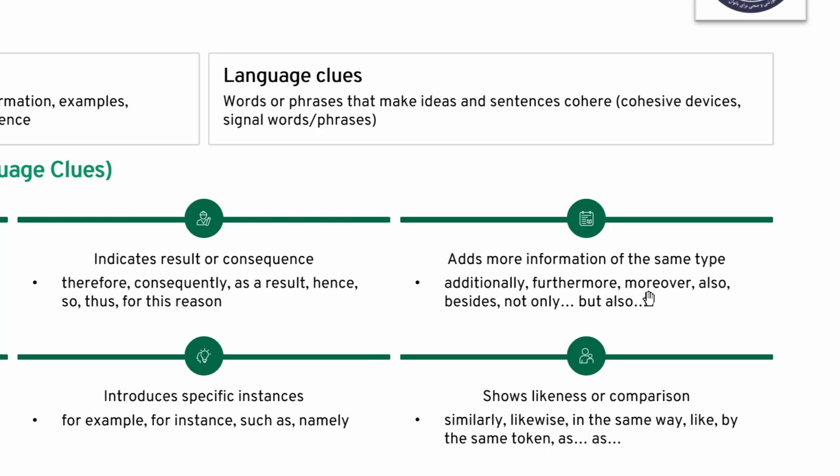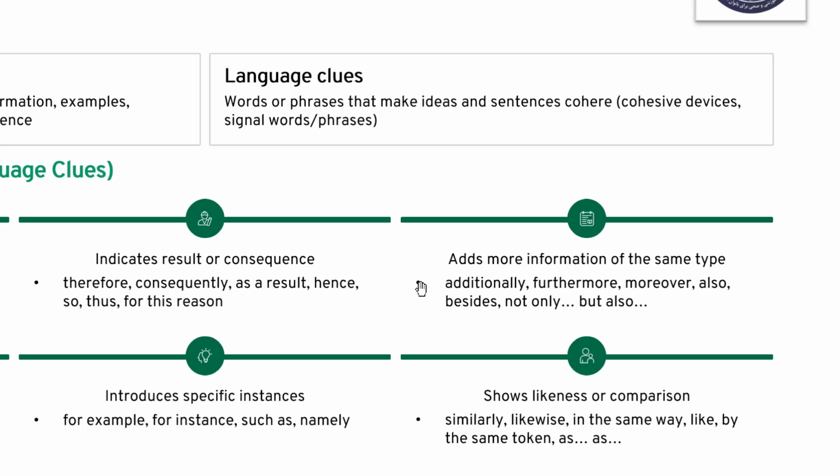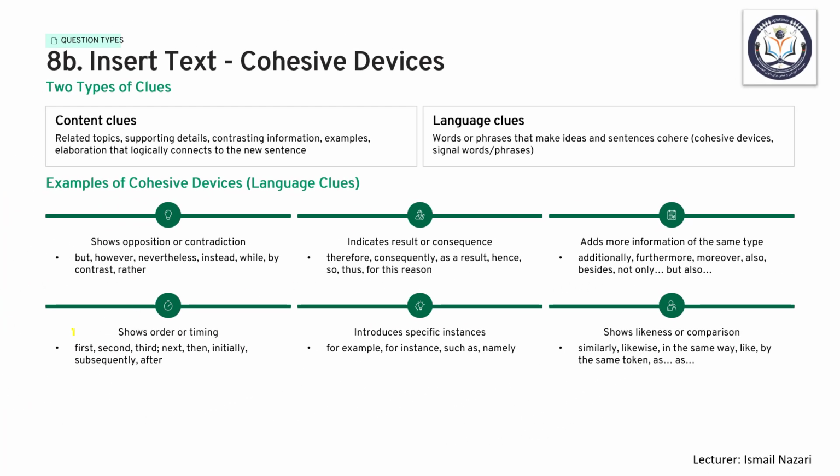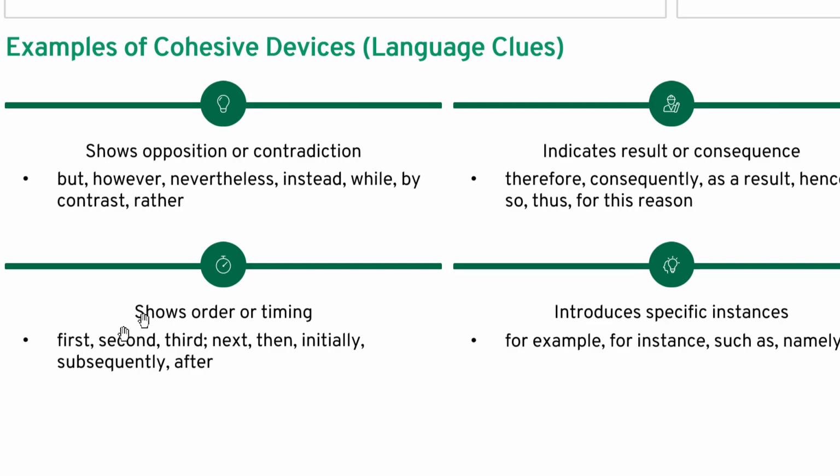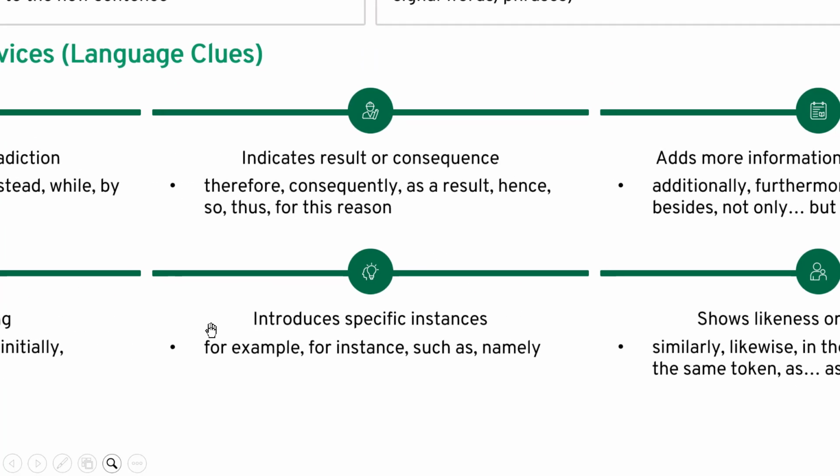Additionally, furthermore, moreover, also, besides, not only but also: these are the words that show addition in the text. Or when we want to discuss order or timing: first, second, third, next, then, initially, subsequently, after. So these are the transition words that show the order of events or the timing of a specific occurrence.